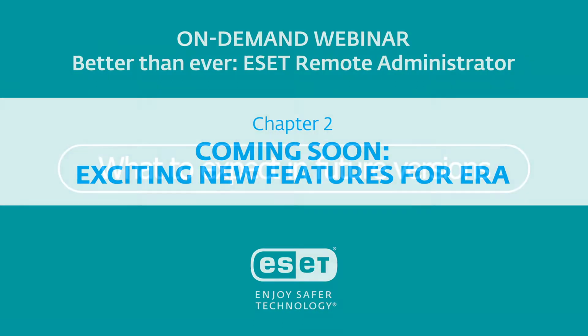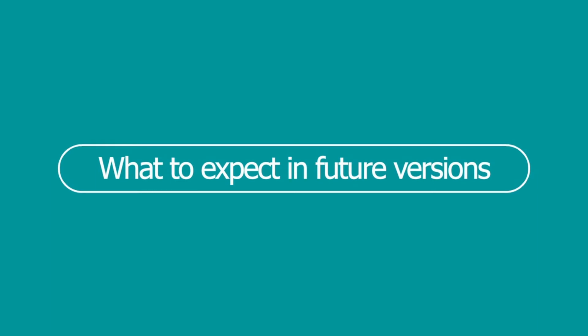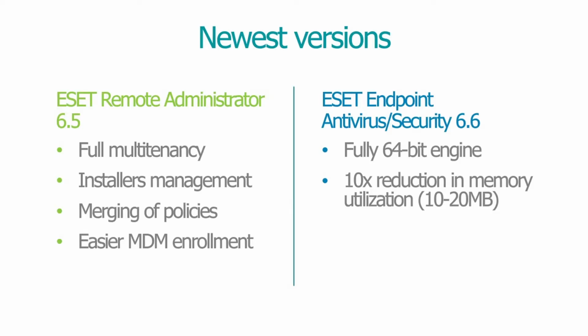What to expect in the future versions of ESET Remote Administrator Server. So first, let's take a look at what currently exists. So right now, the newest version of ESET Remote Administrator Server is version 6.5. And what it brought with it is full multi-tenancy.